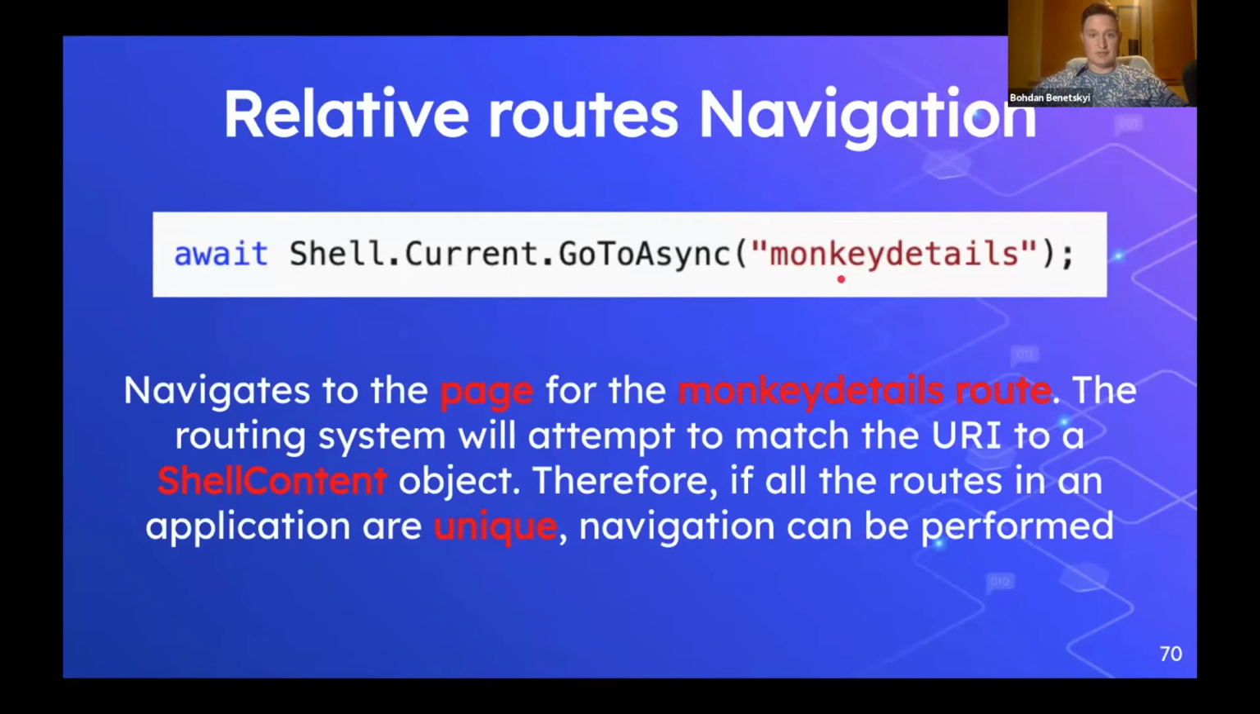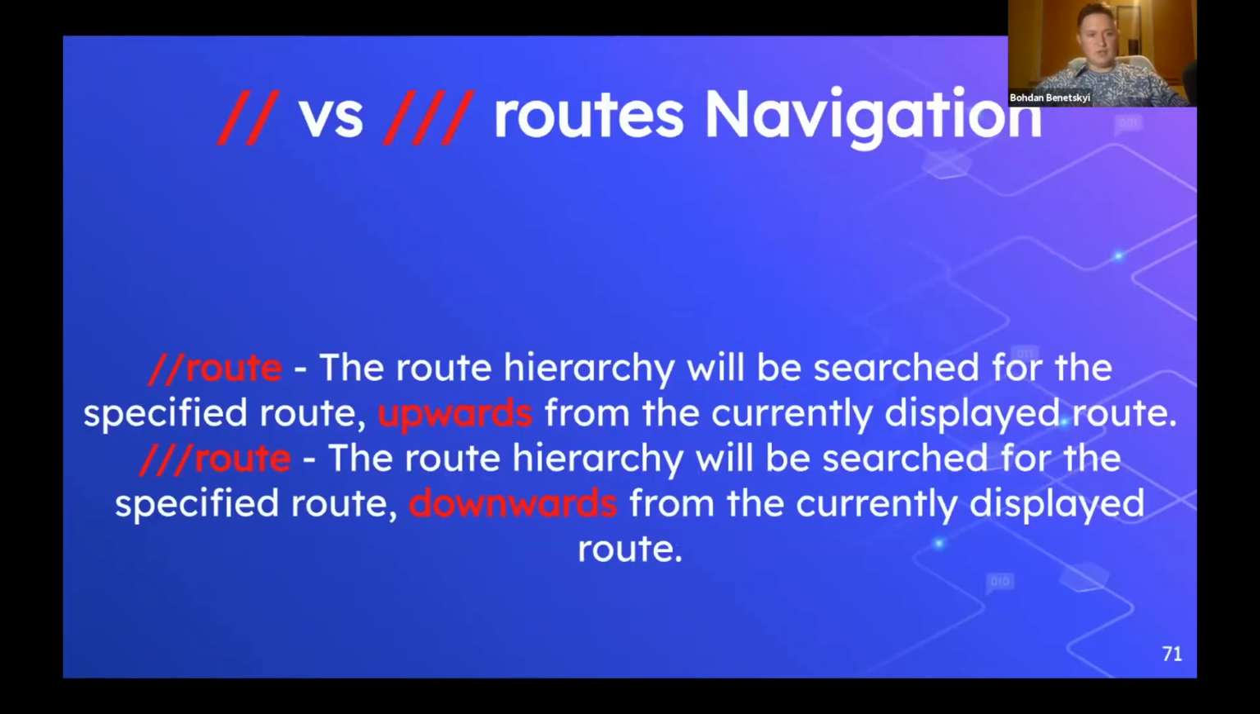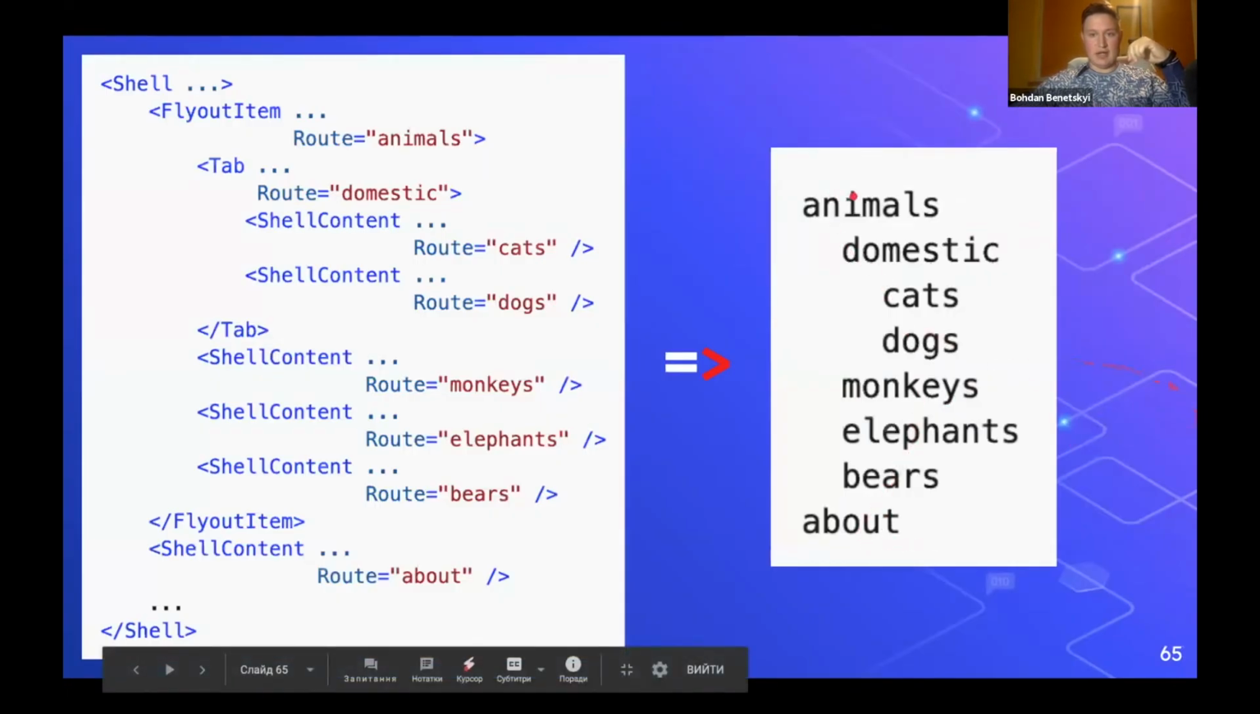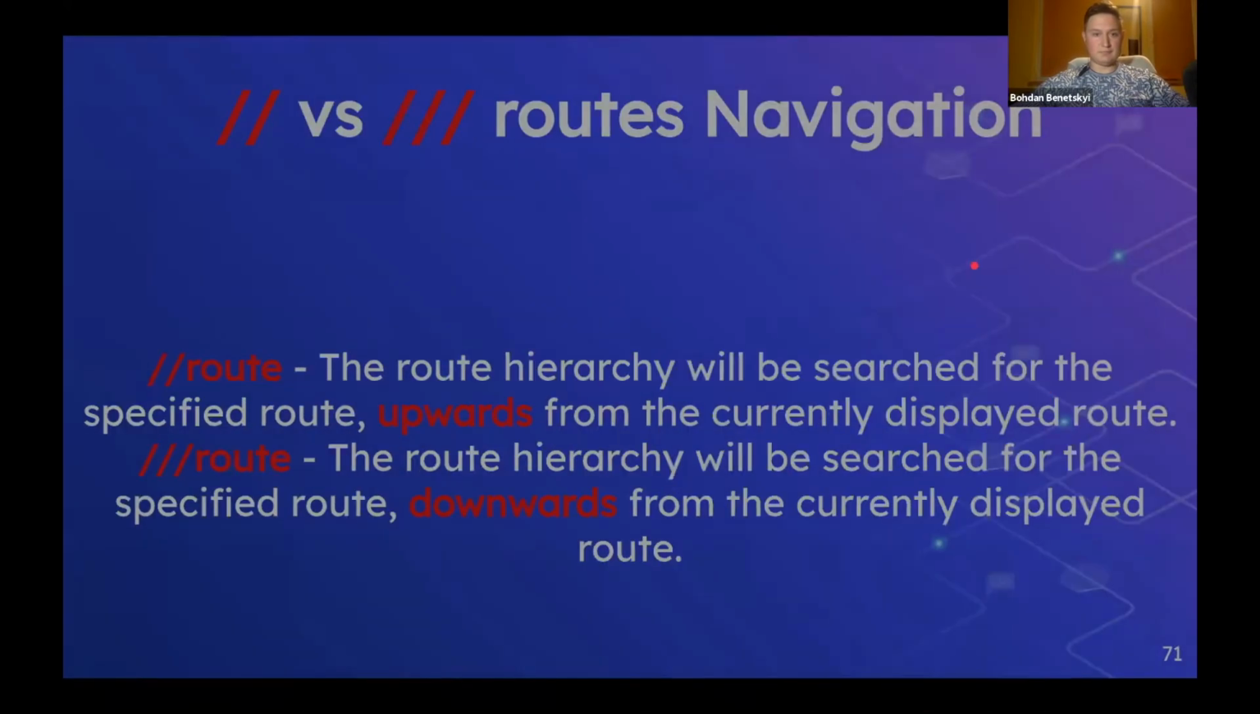Relative routes. If you have just a unique route, you can navigate to that page immediately. It's cool for pages which we just register in the code behind, but you can also navigate to any element inside your Shell visual tree if it has a unique name. Also, a runtime exception if you have duplicates. And what's the difference between a double slash and a triple slash? Double slash searches for your routes upwards from the current displayed route. And triple is downwards from the current displayed route. I mean, one is up and the other is bottom. For example, if we were on the about page in our example and I'd like to go to animal monkeys, double slash animals slash monkeys is the correct way to go there.